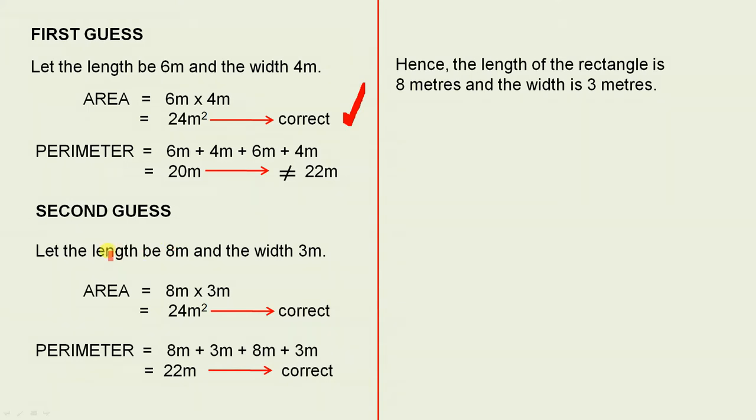Second guess. Let the length be 8 and the width be 3. 8 meters times 3 meters is 24 square meters, correct. When you add the four sides together you get 22 meters, and that is correct. Hence, the length of the rectangle is 8 meters and the width is 3 meters.